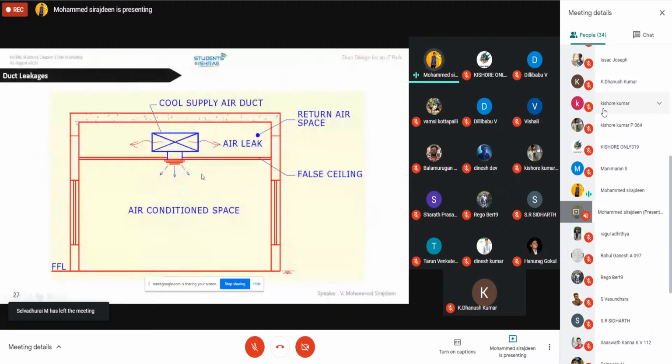Duct leakages. What are duct leakages? If a duct is passing through a plenum, false ceiling or without false ceiling, anything, and if the duct starts leaking, it will not be effective. So we cannot maintain better indoor air quality. We cannot achieve thermal comfort. It will not matter what we have focused on. Our job is not completed just by completing the design. We have to be clear about the duct leakages after the erection.